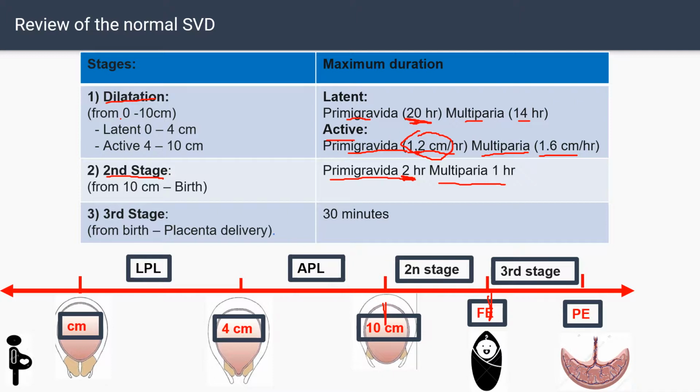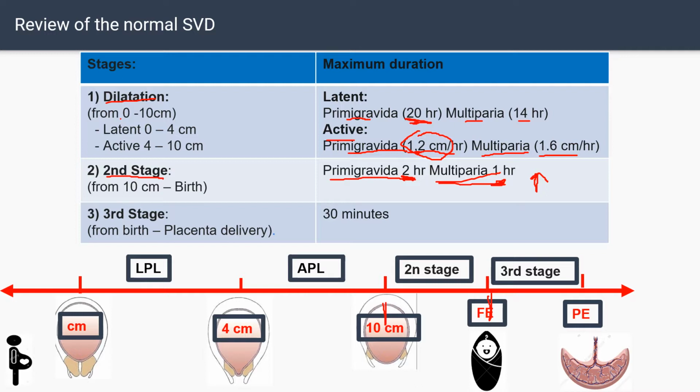But if we have spinal anesthesia, this can increase 1 complete hour. So it means that the maximum in a primigravida that is under spinal anesthesia is 3 hours, and in a multipara, 2 hours. But here in Bagadi, we don't need to know this because we know that in Bagadi we don't have anesthesia. This is only for you to know because maybe in the future the government will provide spinal anesthesia.